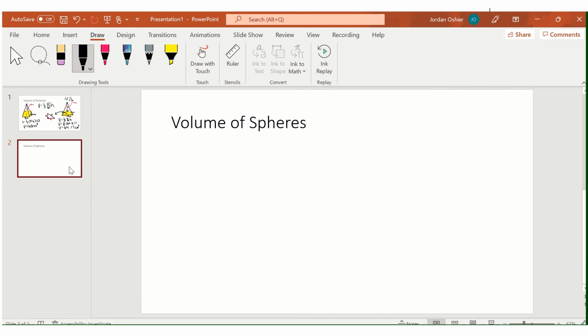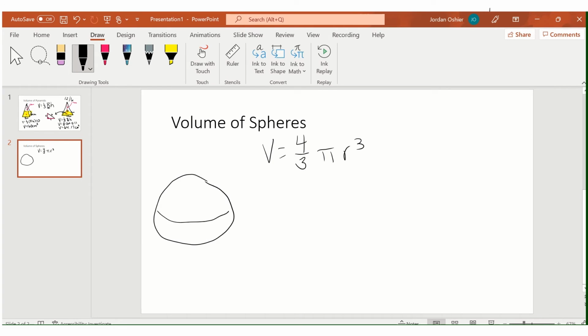For volume of spheres, I have V equals 4/3 pi r cubed. That is our formula. To draw a sphere, it's going to be a circle. You're then going to make a curve in the middle, a backwards curve that's dotted towards the back, and you have your sphere looking thing. And I'm going to label our radius as 4 inches.